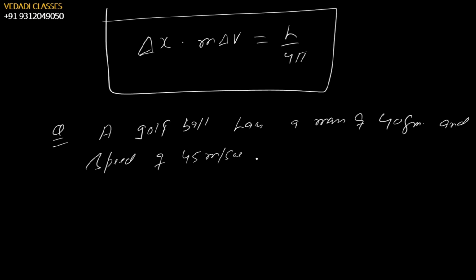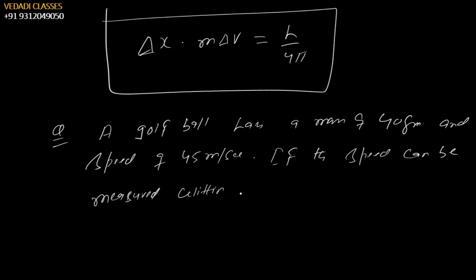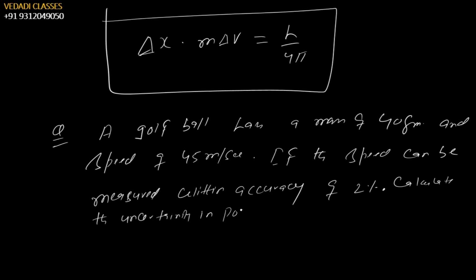If the speed can be measured within an accuracy of 2%, calculate the uncertainty in position.